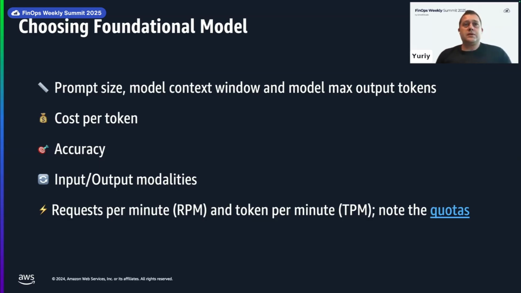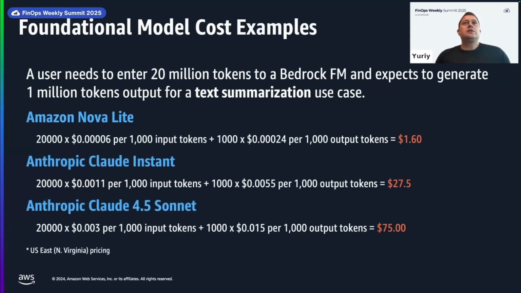And you also need to consider the service quotas for each model in each region. There are service quotas of requests per minute, per second, and tokens per minute, which you also need to consider when you run on demand. And if you need more, you can either increase these quotas, but you can also consider provisioned throughput to get dedicated infrastructure. Here is a quick example of why model selection matters.